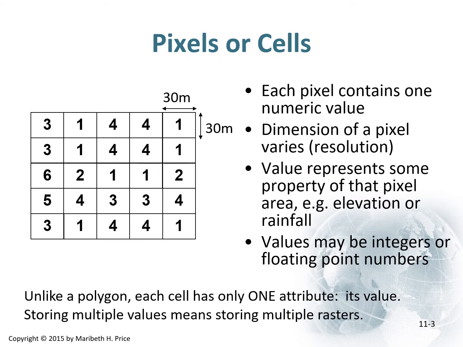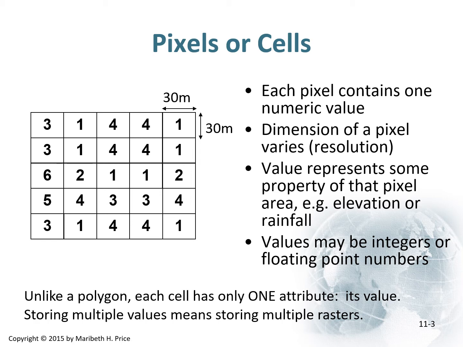Raster data is based off of pixels or cells. Each pixel contains one value, one number. The dimensions of pixels vary, okay? This is what we call resolution. And so even though the system is entirely grid-based, it's entirely pixel or cell-based, the size of the cells could be any size you want. In this example here, they're saying this is a 30-meter grid or a 30-meter cell.